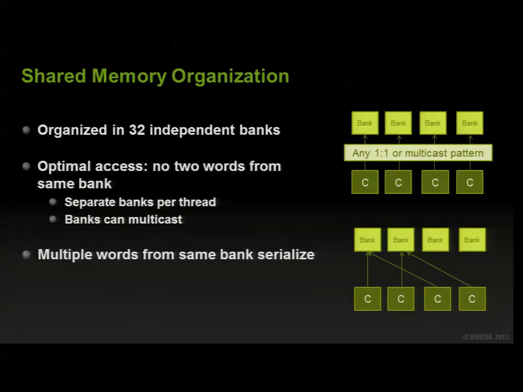Basically, this is now true for Kepler. The shared memory is organized in 32 independent memory banks. That means a warp, which is 32 independent threads, can access independent banks for each one of the threads. So whenever you have a pattern like this, where each thread accesses a different bank, then you're perfectly fine. Then you get all the data that you need as quickly as it can get.